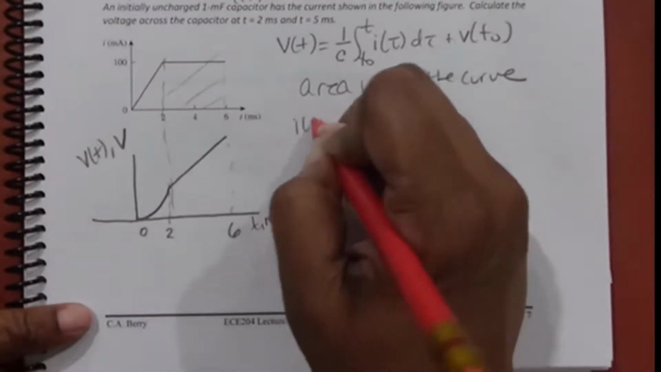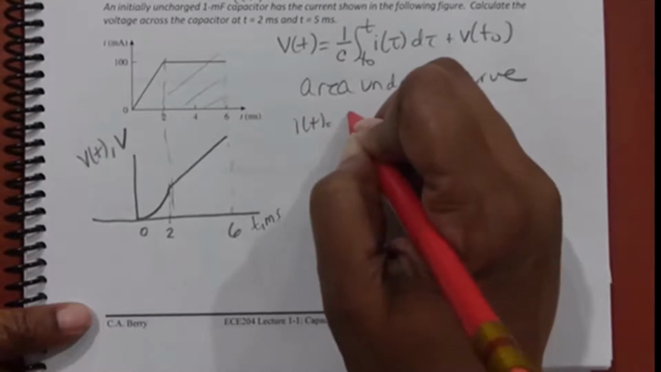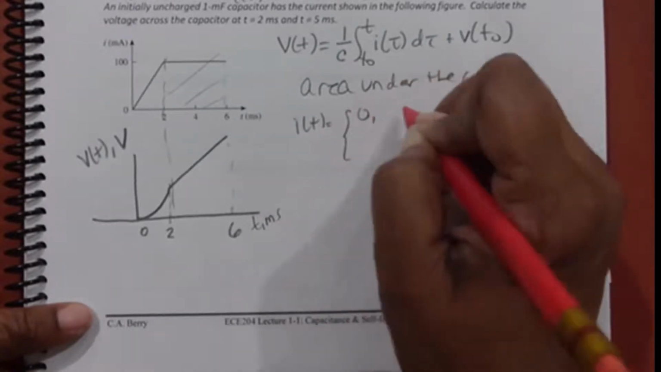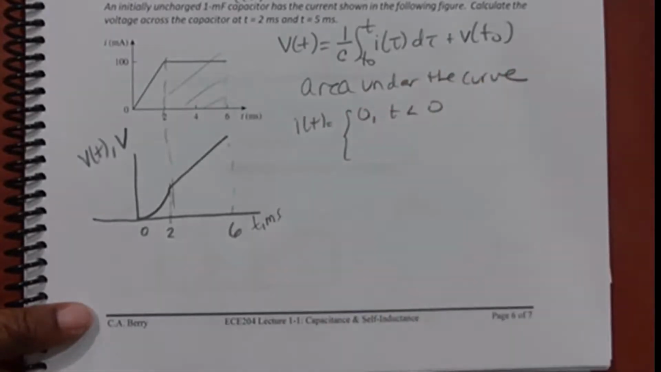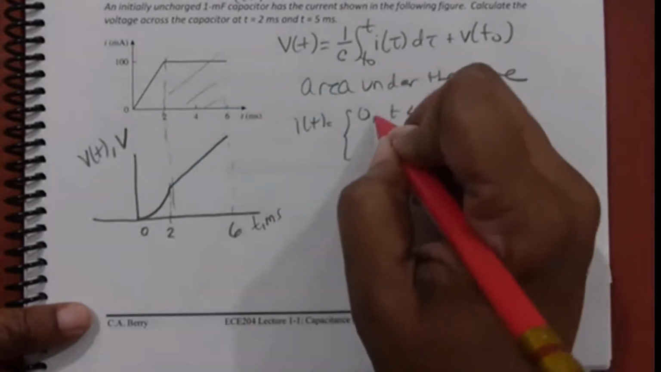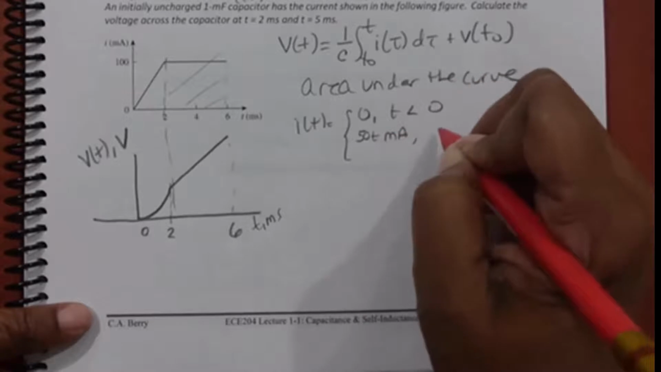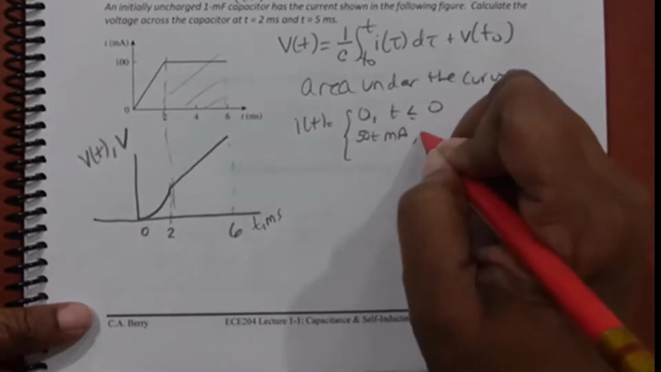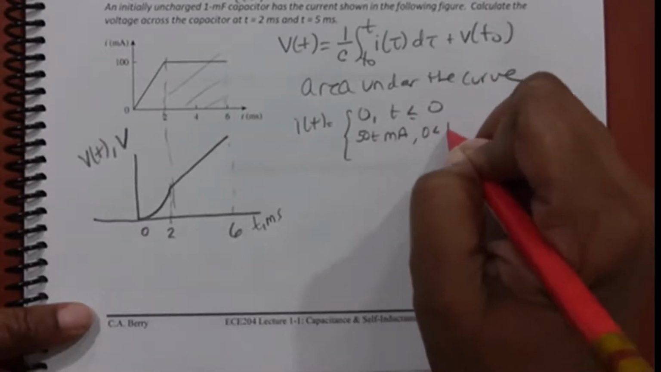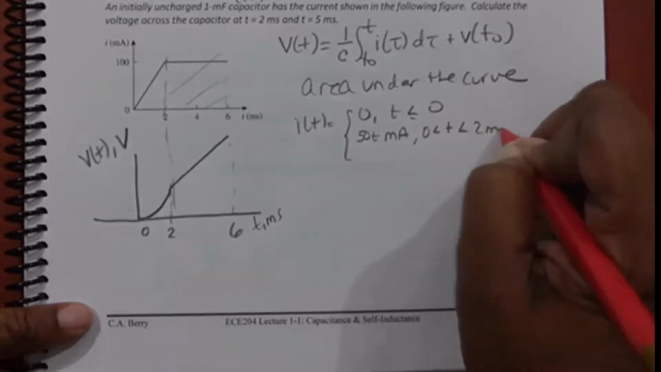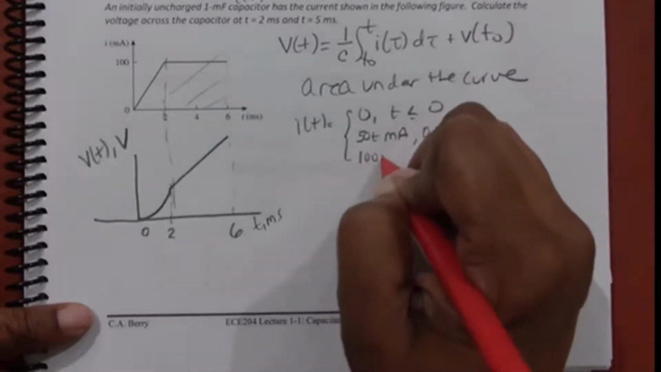So I of t is 0 for t less than 0. And it's 50t milliamps for t between 0 and 2 milliseconds. And it's 100 milliamps for t greater than 2 milliseconds.